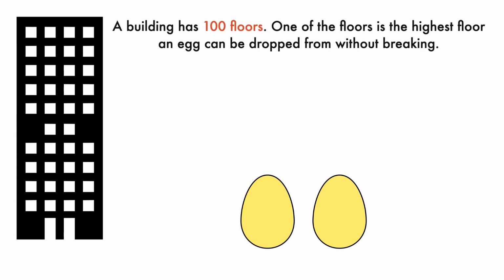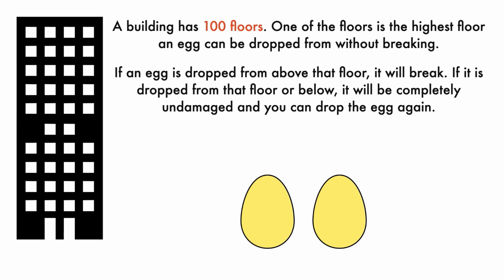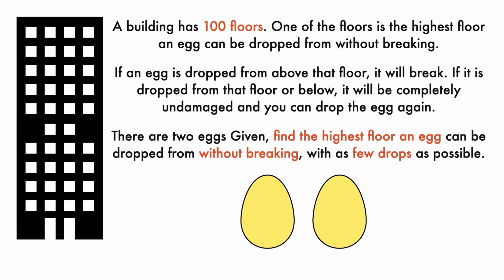A building has 100 floors. One of the floors is the highest floor an egg can be dropped from without breaking. If an egg is dropped from above that floor, it will break. If it is dropped from that floor or below, it will be completely undamaged and you can drop the egg again. There are two eggs given. Find the highest floor an egg can be dropped from without breaking with as few drops as possible.